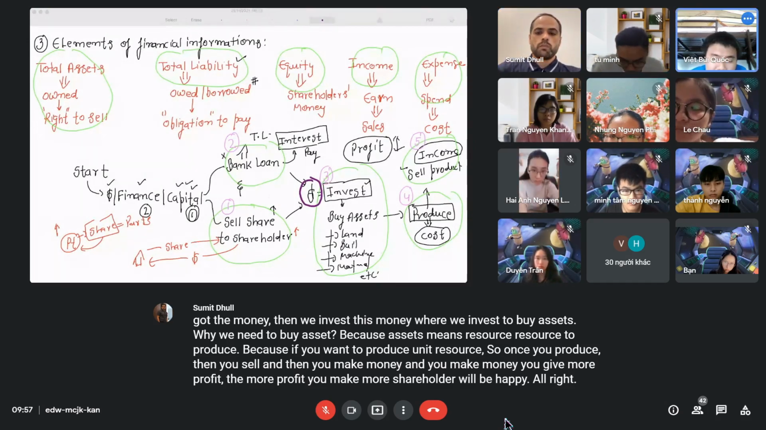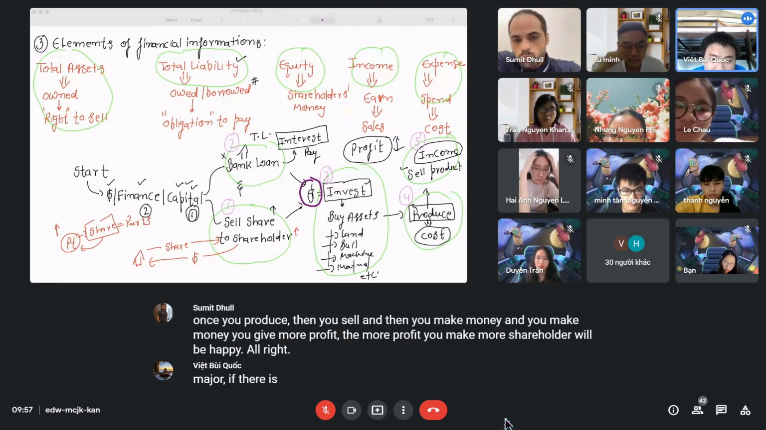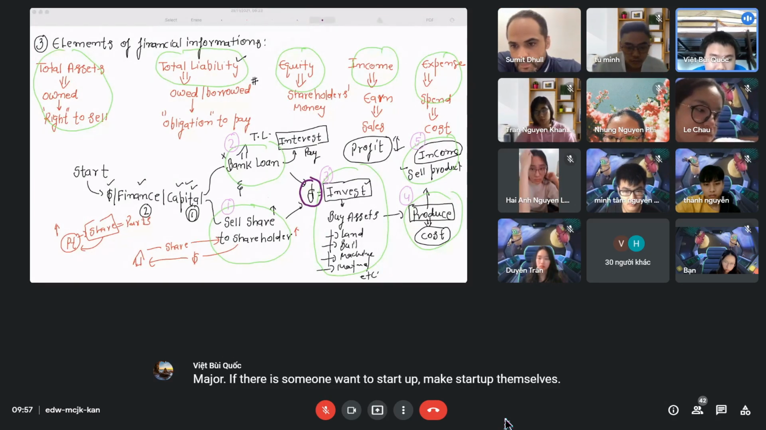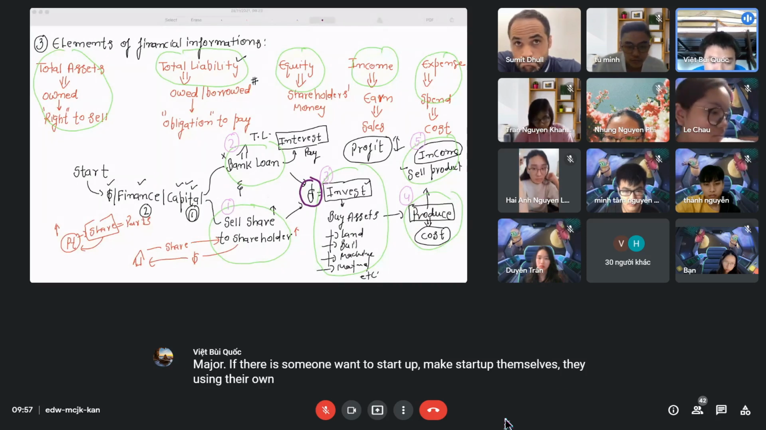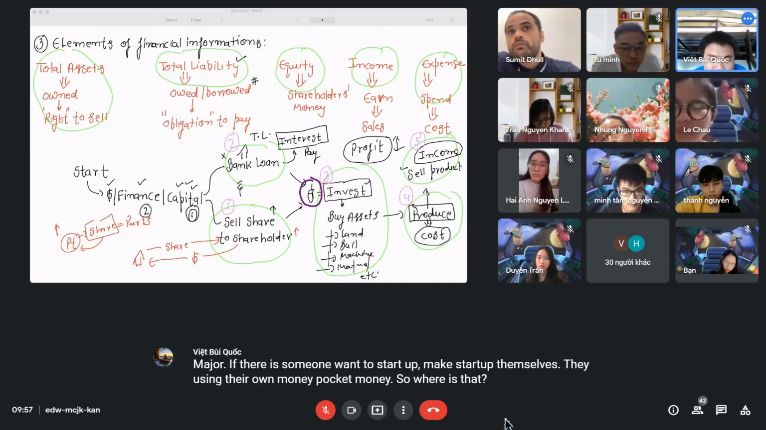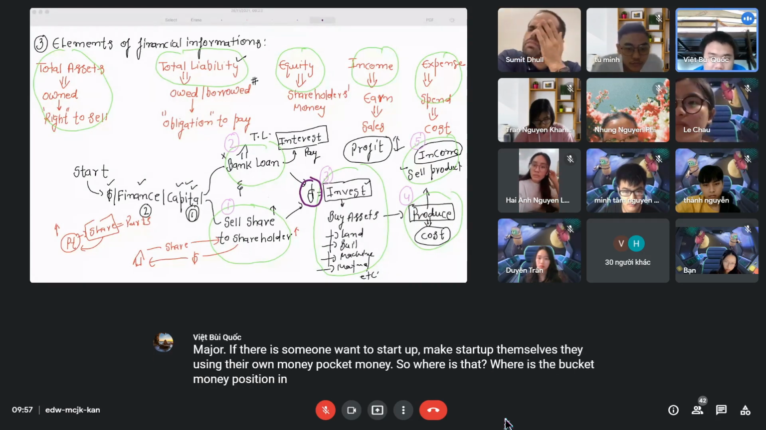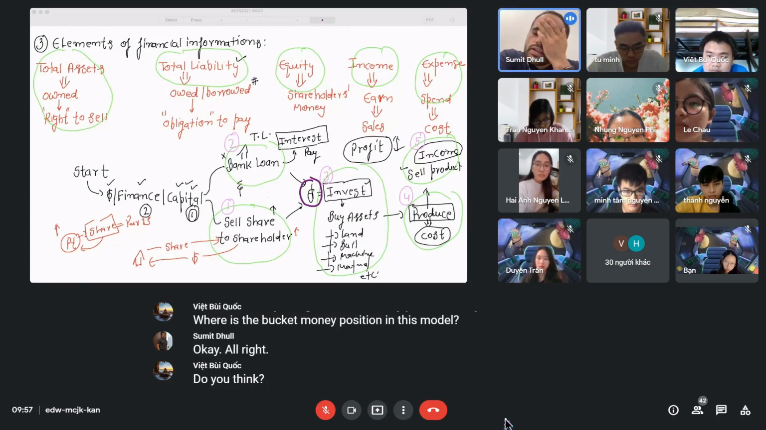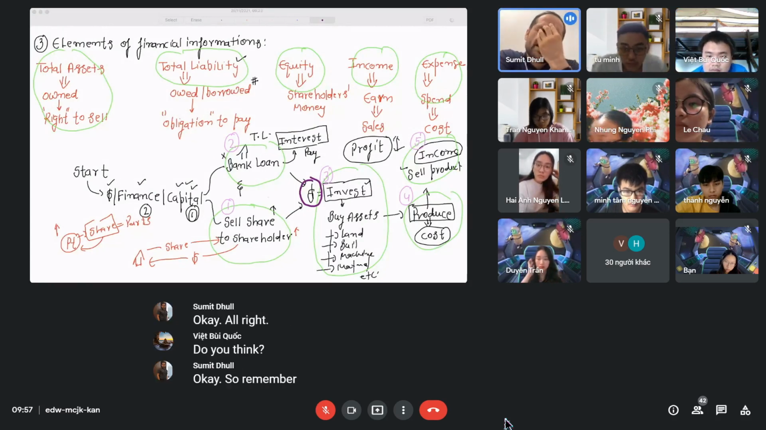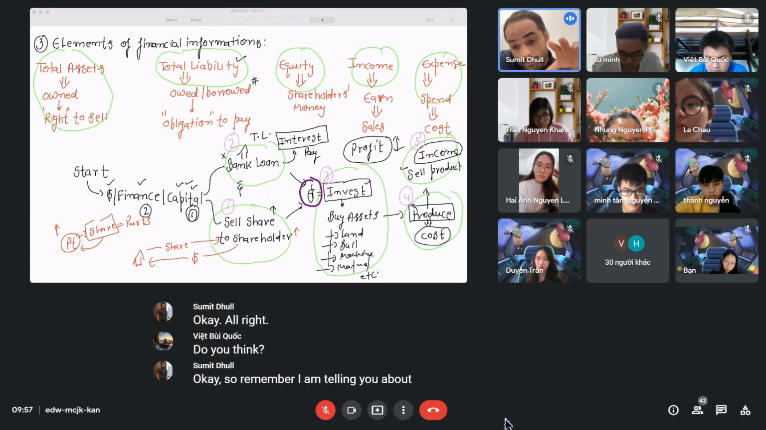Teacher, if there is someone who wants to start up, doing a startup themselves, using their own money, pocket money, where is that pocket money position in this model? Okay. So remember, I am telling you about a company.